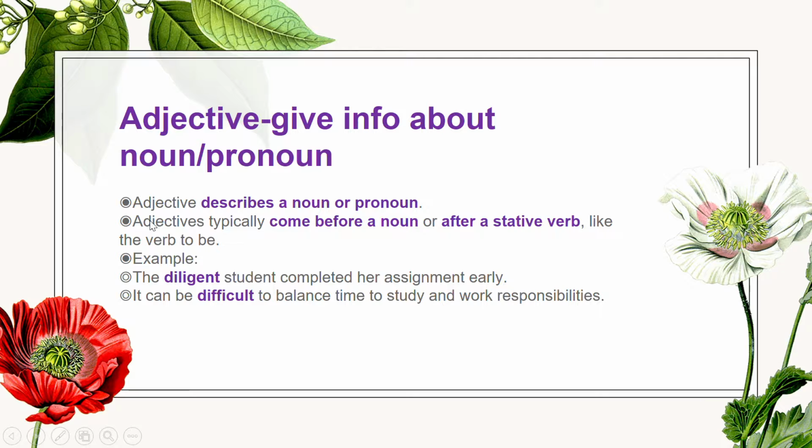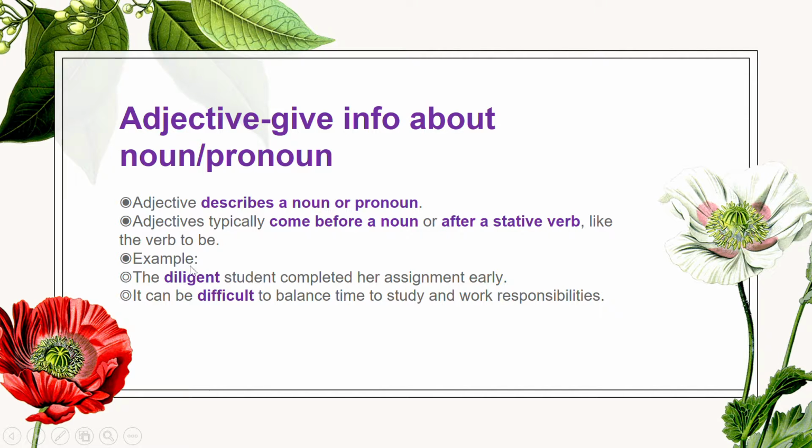So one thing that's very unique, if you know English linguistics in general, you can guess what type of part of speech a word is because of the structure or the position of the word in the sentence. So an adjective typically comes before a noun or after a stative verb. For example, here: the diligent student completed her assignment early. In the sentence, one noun is student. So you know the word before it is an adjective because diligent here is describing a student.